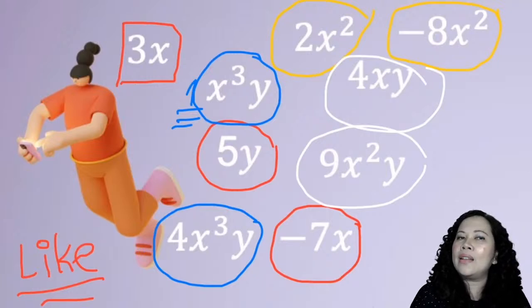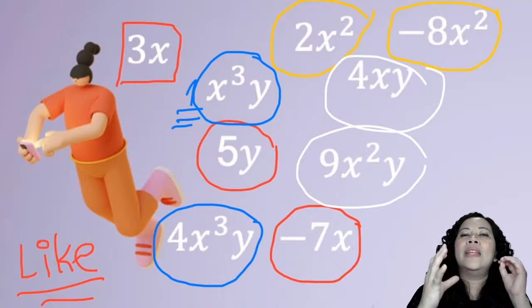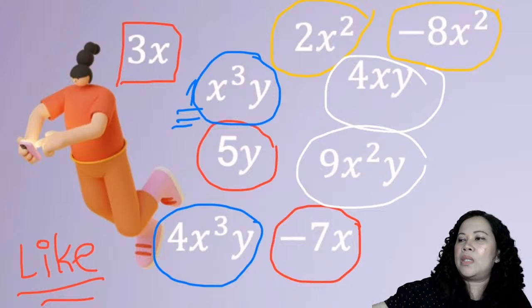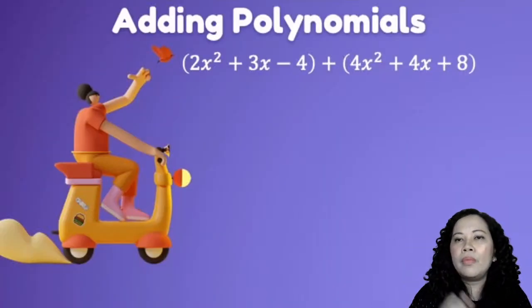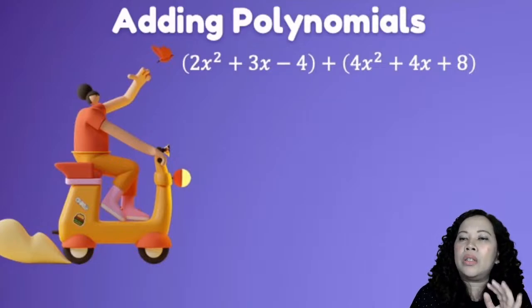Okay, so nothing else will be the same. The rule for addition and subtraction is we can only add and subtract if they are the same, or like terms. So for example, when we add polynomials, we simply add the numerical coefficients, and then we copy the literal coefficients or your variables. Okay, so we have two ways how to add polynomials.